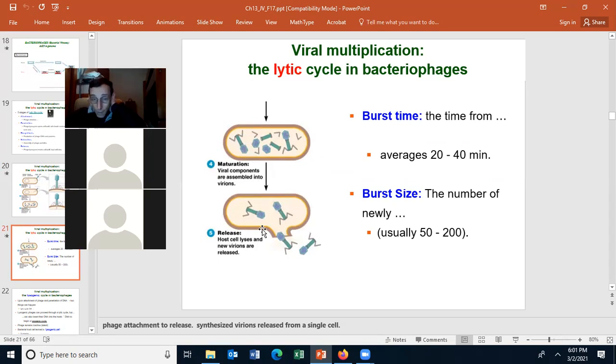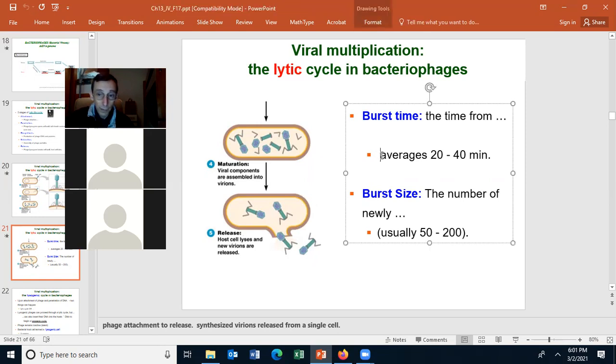For the lytic life cycle, there's two terms you need to know. The burst time, that's the time from the initial infection of the host cell to the time where the cell bursts. And that time will vary depending on the species of the virus as well as the temperature, meaning between 20 and 40 minutes is the average burst time, but at cooler temperatures it takes longer. And I don't know which species would be faster, but some species are faster than others.